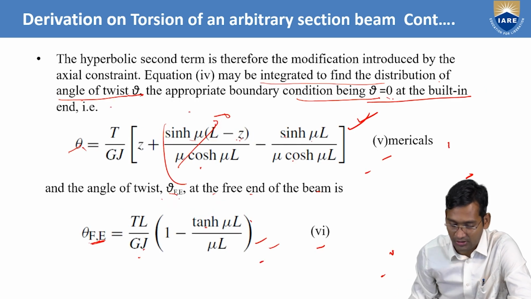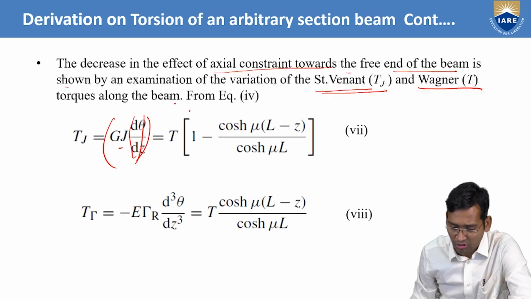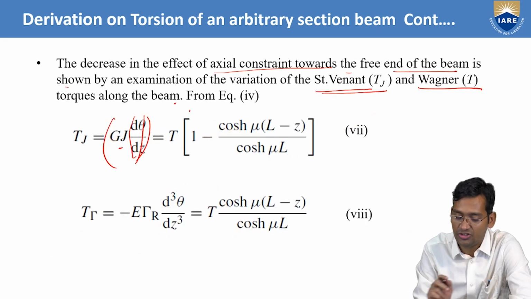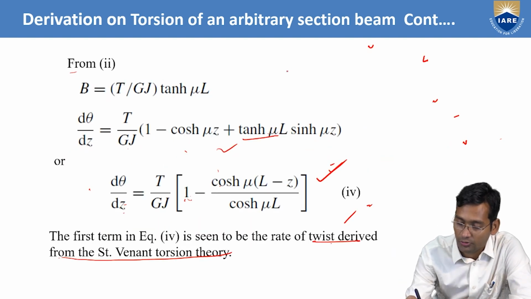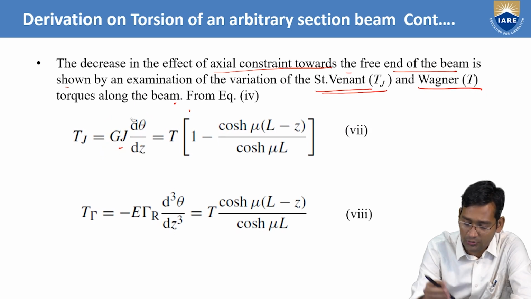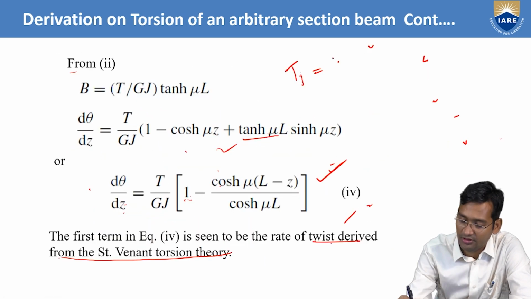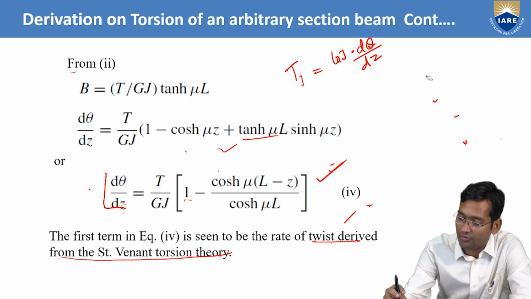That is the d theta by dz here. T by GJ. Okay, let's just see here. First, Tj equals GJ into d theta by dz. So I'm writing here, then it will be easier. So T or Tj, that Saint-Venant, is equal to what? This term. GJ into d theta by dz. This is there. Just now we found d theta by dz here. That's why I'm writing in this slide itself. Then it will be easier.